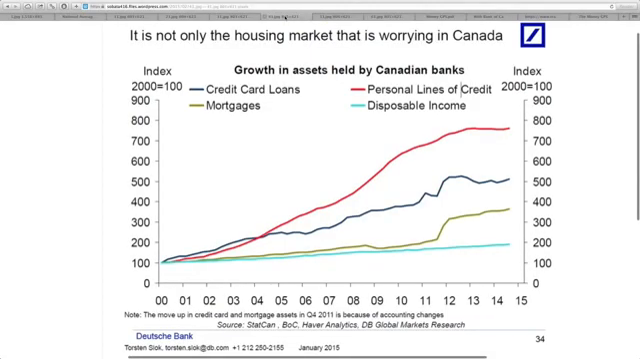It is not only the housing market that is worrying Canada. Let's look at the credit card loans, mortgages, personal lines of credit, and disposable income. All of these lines, lo and behold, are on an upward trend, disposable income being the lowest one there, barely moving up. And then you look at personal lines of credit spiking up significantly, particularly after the financial crisis. All forms of debt have increased, and this goes for Canada as well.